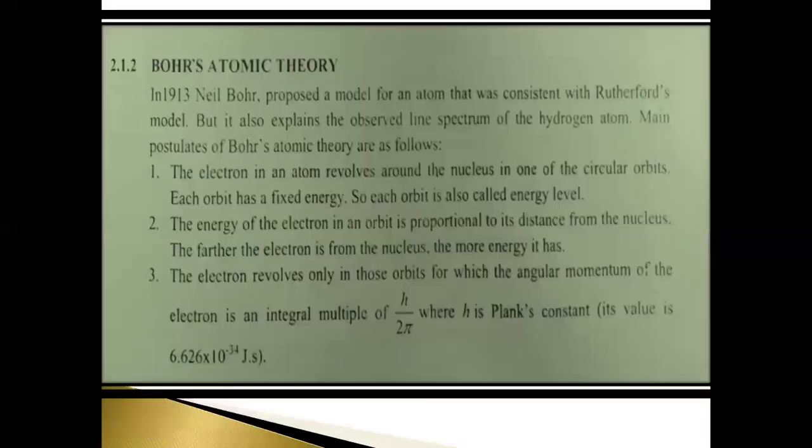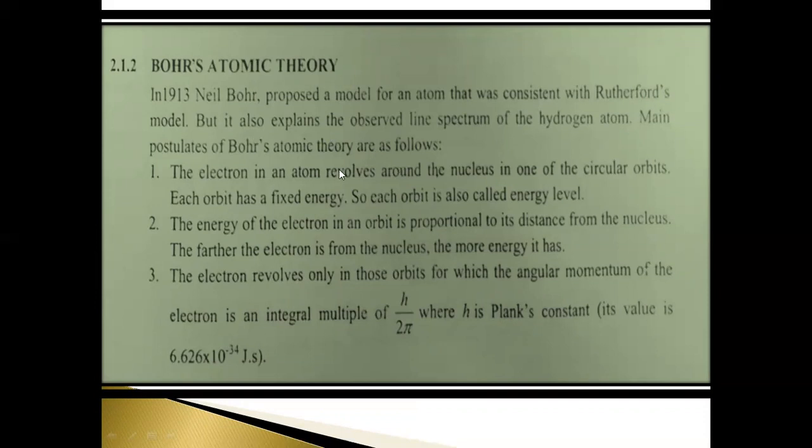Coming to the Bohr atomic theory, I told you that the drawbacks were answered by his student named Bohr. Bohr answered the Rutherford problems in his model. In 1913, Niels Bohr proposed a model for an atom that was consistent with Rutherford's model, but it also explained the observed line spectrum of the hydrogen atom. The main postulates of this atomic theory are as follows.